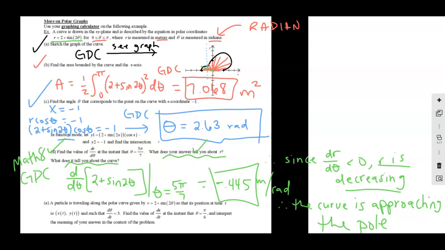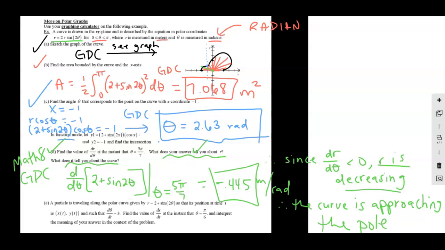It says a particle is traveling along the polar curve. Here's why it gave us the meters, for the kinematics in part E. It says a particle is traveling along this polar curve given by this function r, so that its position at time t, which is parametrics. Here we go, it's combining the polar and the parametrics. Its position at time t with an x function and a y function such that d theta dt equals 3. It says find the value of dx dt at the instant when theta equals pi over 6, and interpret the meaning of my answer in the context of this problem.